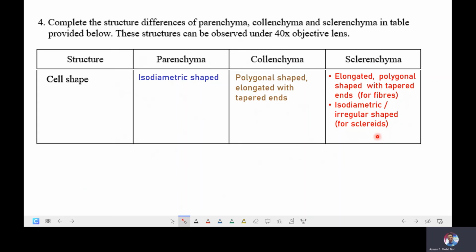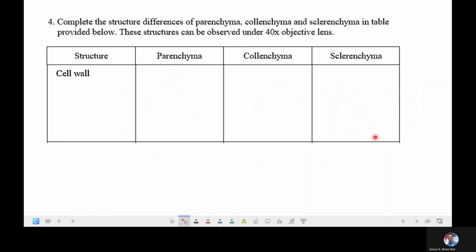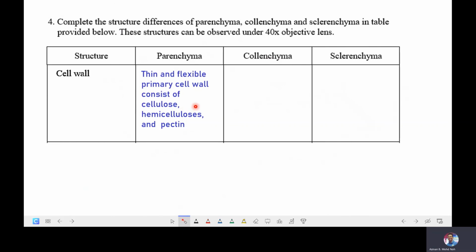Okay, let's move on to the third structure, which is about the cell wall. This is very important, and you need to take note that for the parenchyma, there will only be a distinct and flexible primary wall. Okay, there will be no secondary wall for the parenchyma, only a thin primary cell wall, and the cell wall consists of these substances: cellulose, hemicellulose, and also pectin.